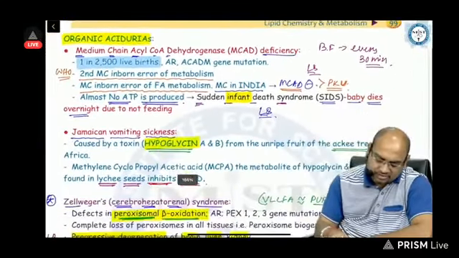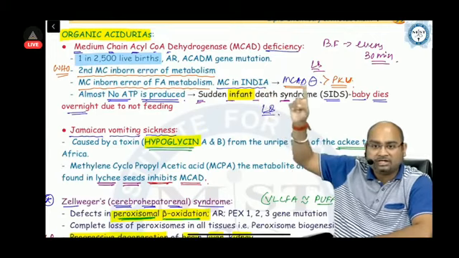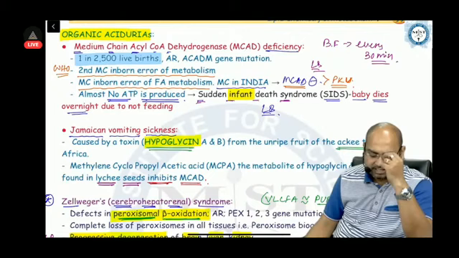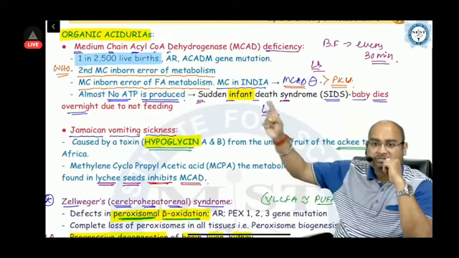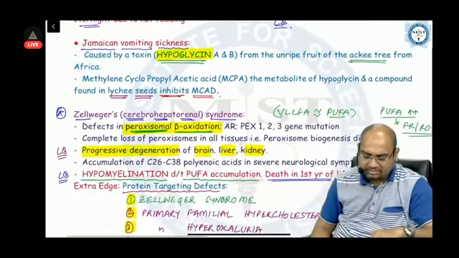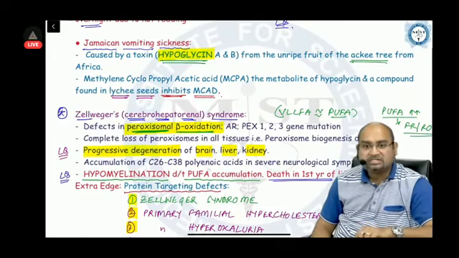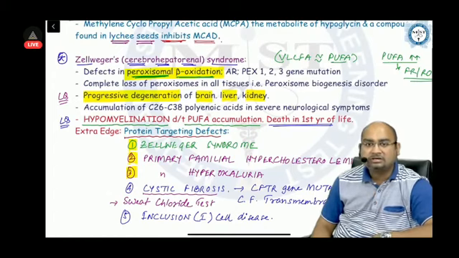In disorders, pay attention to these organic acidurias. One of the most important and common in India is MCAD deficiency, medium chain acyl CoA dehydrogenase deficiency, beta. MCAD deficiency is the most common one, and this might lead to sudden infant death syndrome. Jamaican vomiting sickness, hypoglycin A. Hypoglycin A. Zellweger syndrome, defect of peroxisomal beta oxidation. Defect of peroxisomal beta oxidation.